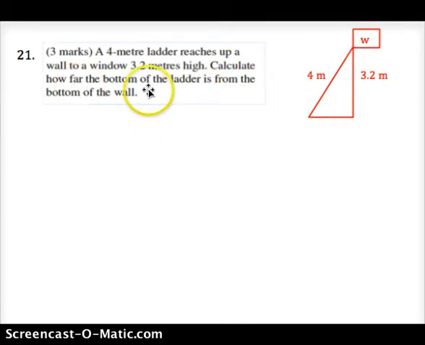We have to find how far from the bottom of the ladder is the bottom of the wall. So if this is the ladder, where I'm pointing here is the bottom of the ladder, and if this is the wall, where I'm pointing down there is the bottom of the wall. So I'm just going to put a right angle here because the wall is built straight up and the ground is straight across. So I want to work out this distance D down here, the distance from the bottom of the ladder to the bottom of the wall.